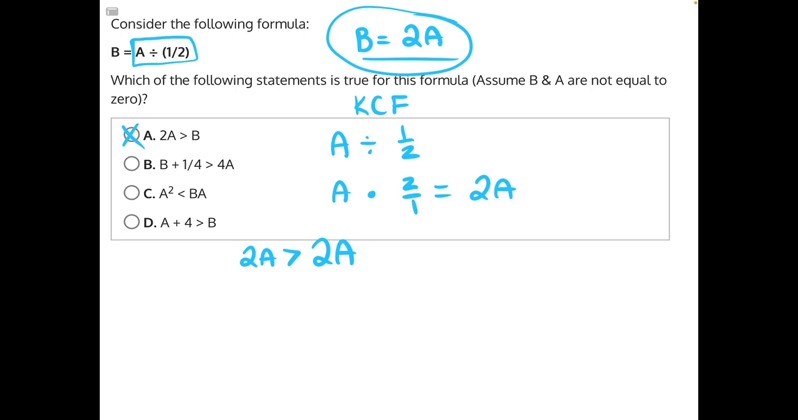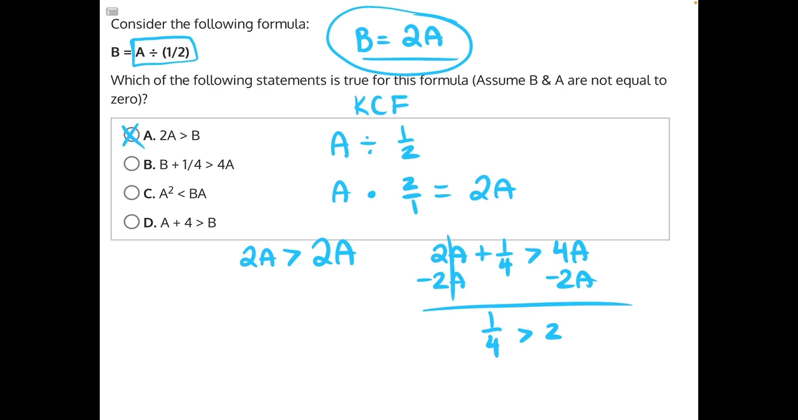B says b, which is equal to 2a, plus 1/4 is greater than 4a. We'll have to simplify to see if this is true or not. Let's start by doing opposite operations and subtracting 2a from both sides. These will cancel, leaving us with 1/4 is greater than 2a. Then 2 is being multiplied to a, so we need to do the opposite and divide both sides by 2. Now this is going to get tricky because we're taking a fraction and dividing with it, but remember, we could use keep, change, flip, or multiplying by the reciprocal.